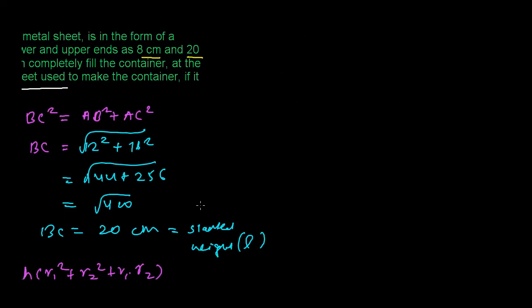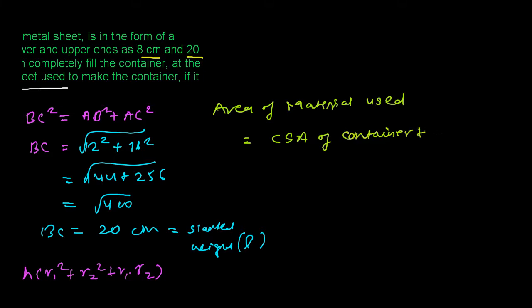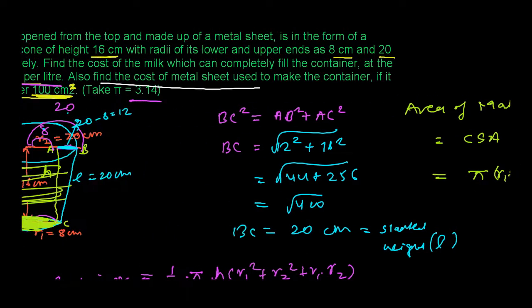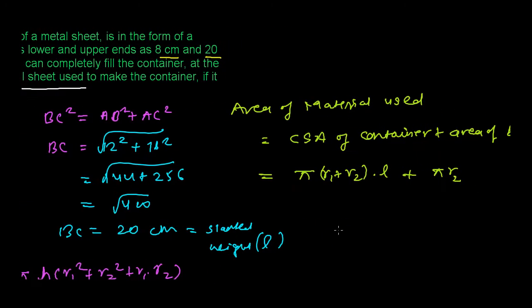So the area of the material used is going to be the curved surface area of the container plus the area of the lower, bottom circle. So it's going to be curved surface area. The formula for the curved surface area is pi (r1 plus r2) into L, plus the bottom circle, that is pi r2 or r1. Let me see here. Bottom is what we supposed as r1, so r1 square. All right, it's r1 square.